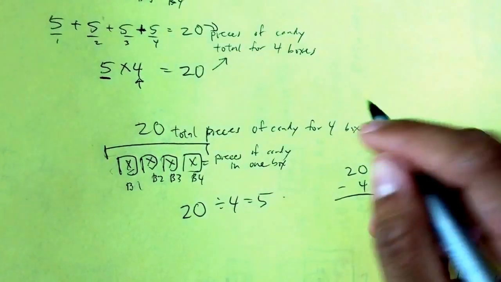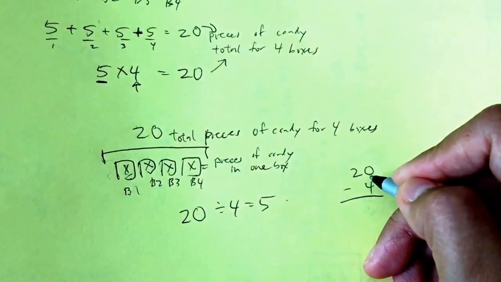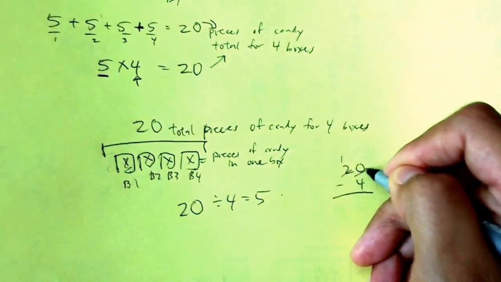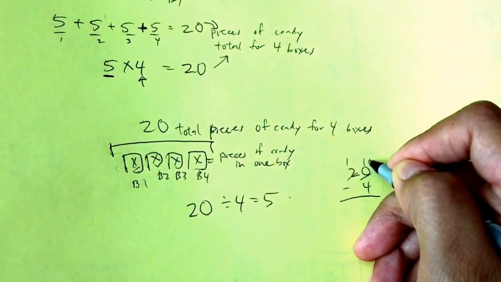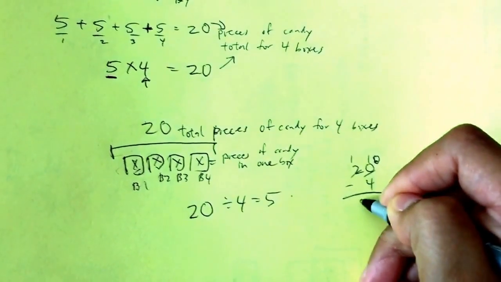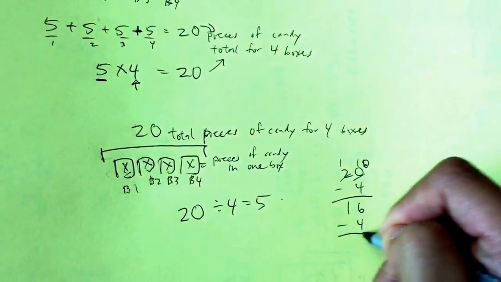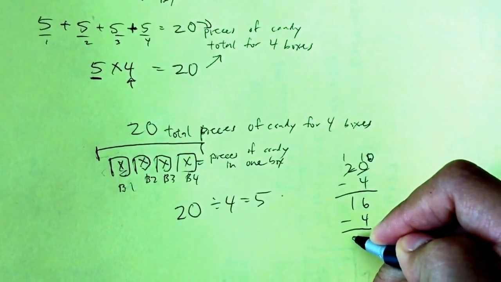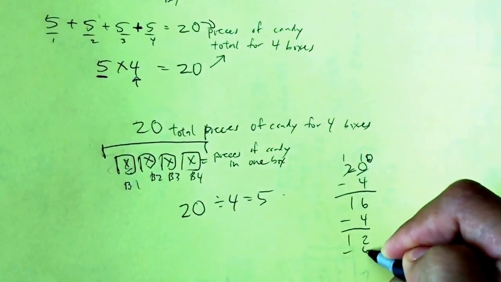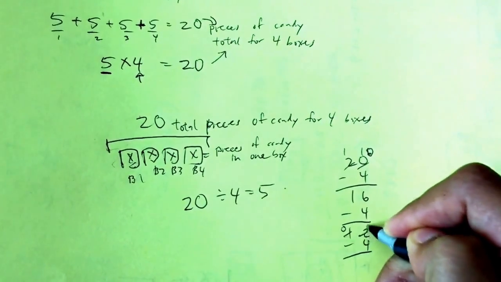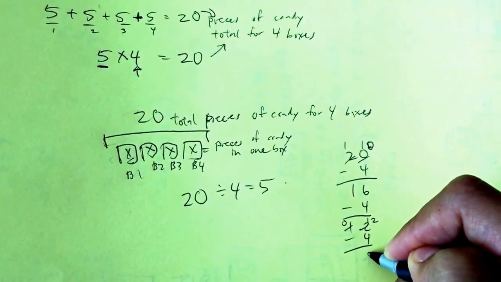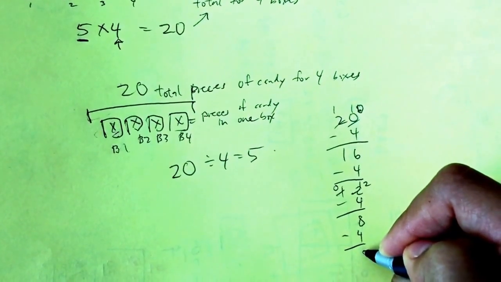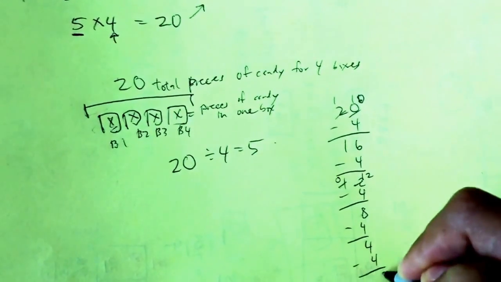And that's like saying that you gave 1 piece to every single box, and you did that once. When you do it once, you have 16 left over, and you do it again, giving every single box another one. Don't forget you have to regroup. And you're doing it again, all the way until you get 0.